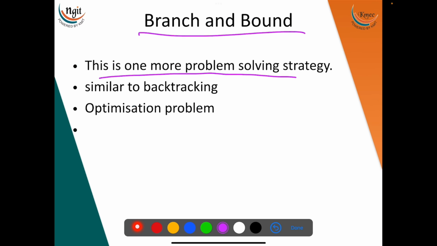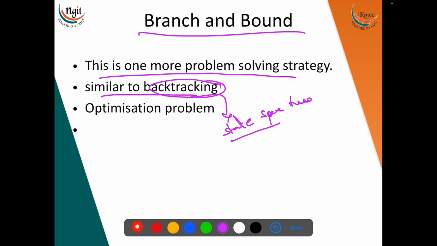This is one more problem solving strategy similar to backtracking, in the sense that it uses a state space tree for solving a problem. The state space tree in backtracking is constructed using the DFS approach, depth first search. But the state space tree we are going to generate in branch and bound uses BFS, which is breadth first search. And the third point is that it is an optimization problem.